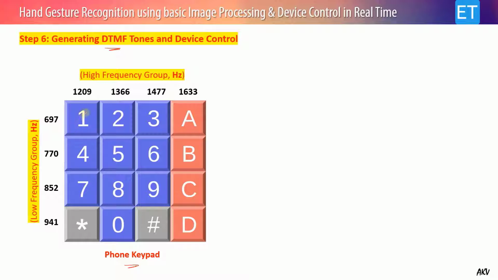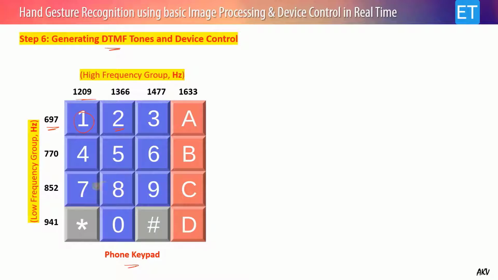So how are these sounds generated? Actually, when you press a key, let's say number 1 is pressed, then 2 sinusoidal waves are generated. One is of 697 Hertz and the other is of 1209 Hertz. So these 2 sine waves are actually producing that particular tone. Each key is particularly identified with this pair of sinusoidal frequencies. So if you press 2, you generate a 697 Hertz sine wave and a 1366 Hertz sine wave, like that.